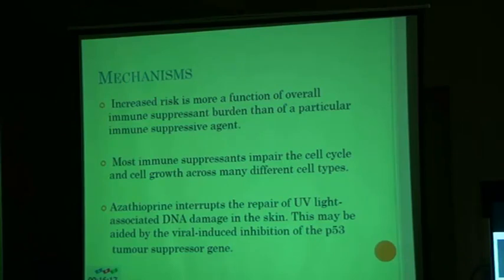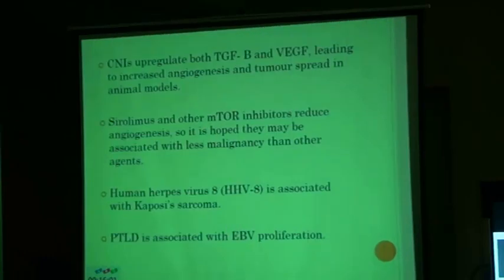This will be augmented or amplified if we have a viral infection as well in the treated patient, as it will inhibit the p53 tumor suppressor gene. So these are some of the mechanisms by which cancer can occur. But also we know that in patients treated with CNI, it has an effect on TGF-beta and vascular endothelial factor, so it can increase angiogenesis and so can help in the spread of cancer.